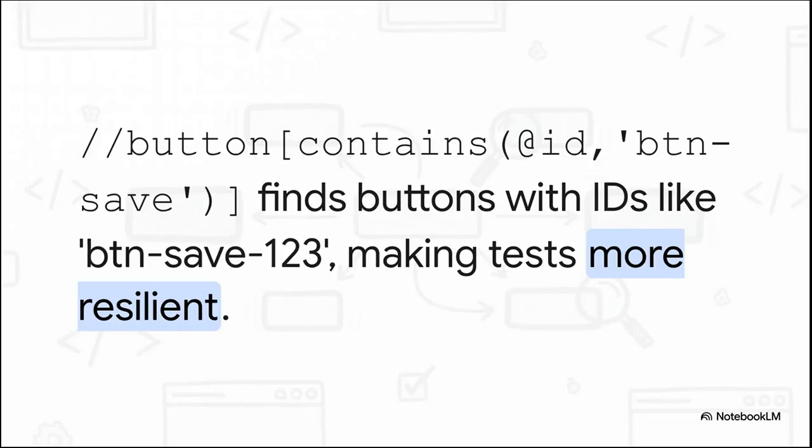Here's a classic example you'll see all the time. Imagine a button's ID changes every time the page loads. One minute it's btn-save123, the next it's btn-save new. If you tried to match that exactly, your test would fail constantly. But by using an XPath like this, you just lock on to that stable part, btn-save, and suddenly your tests are way more resilient to those changes.